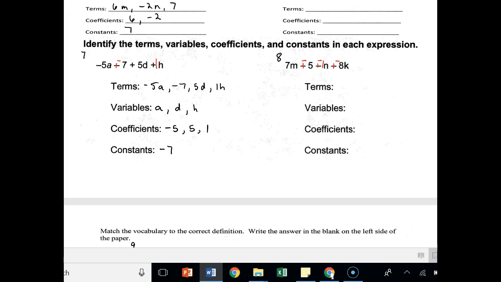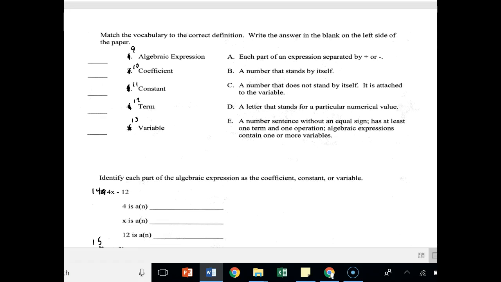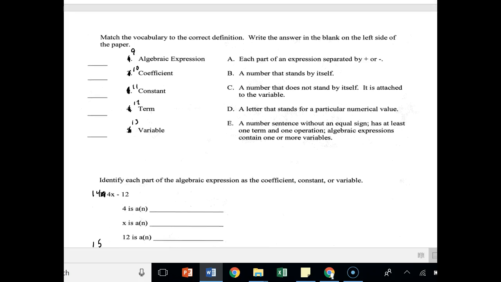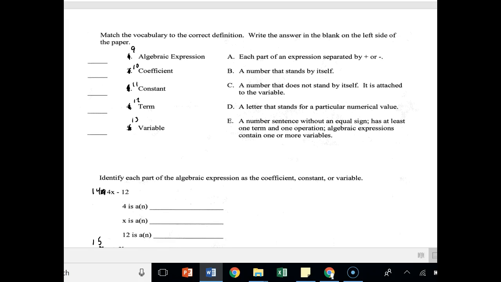Okay. On the back side, let's do some vocabulary. So it says match the vocabulary with the correct definition, and then we're going to write the answer in the blank. So an algebraic expression is that each part of an expression separated by plus or minus. A number that stands by itself, a number that does not stand by itself is attached to the variable, a letter that stands for a particular number, or a number sentence without an equal sign has at least one term, one operation. Algebraic expressions contain one or more variables.